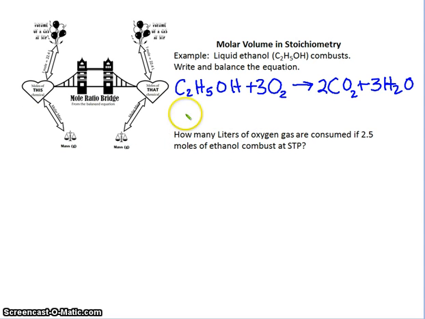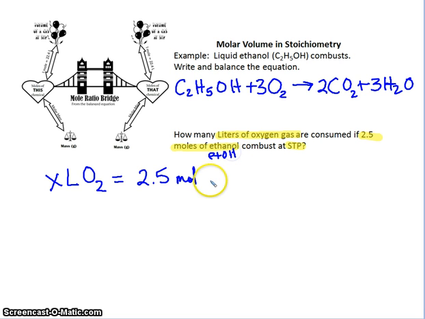They want to know how many liters of oxygen gas are consumed if 2.5 moles of ethanol combust, and they've used the key phrase here, at STP. Saying STP allows me to go up here and use the 22.4 conversion factor. So if I write the setup for this problem, X liters of oxygen gas are equal to 2.5 moles. We have an abbreviation for ethanol. It comes from the biology world. It's EtOH, and I'm going to use that because it's much faster.